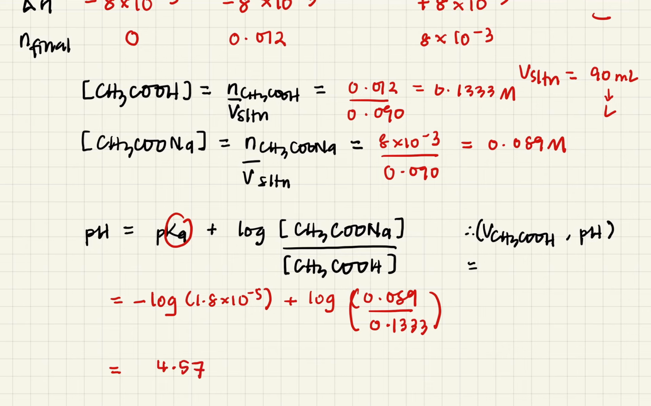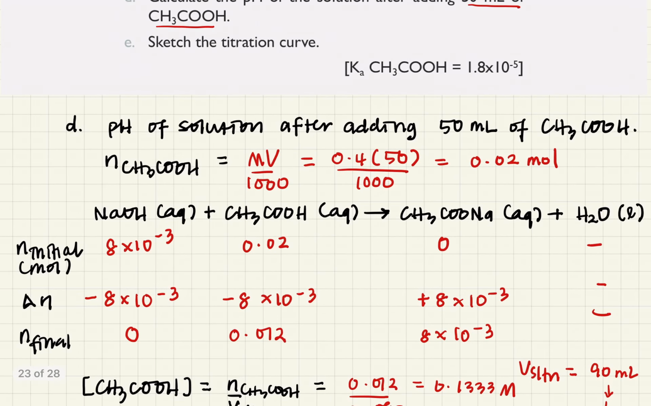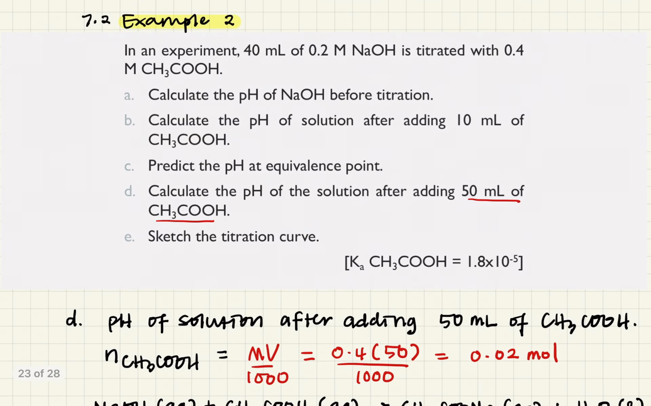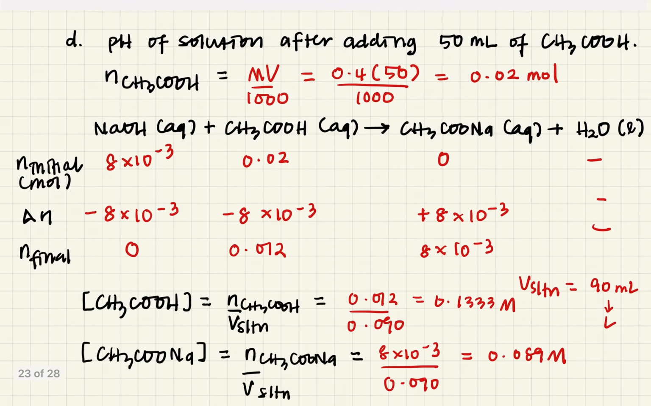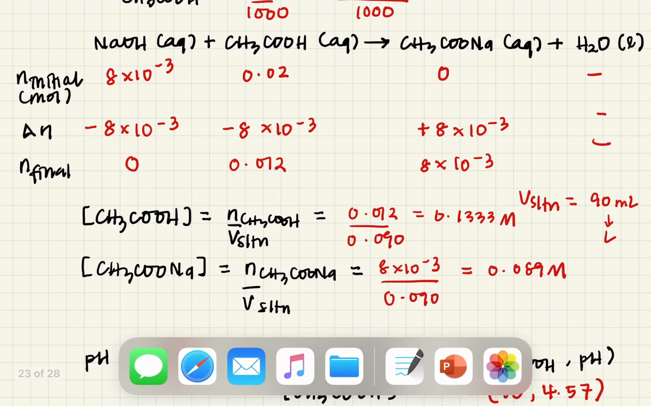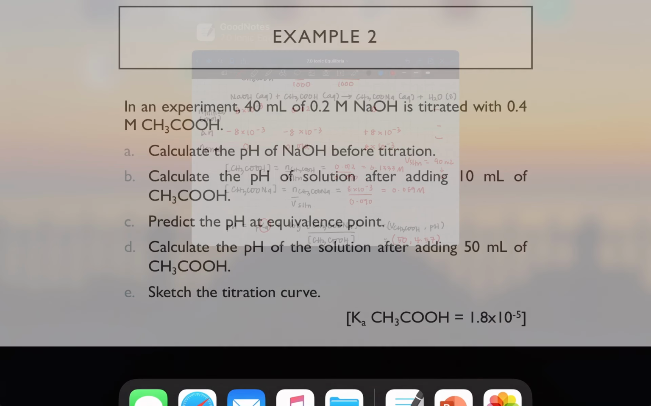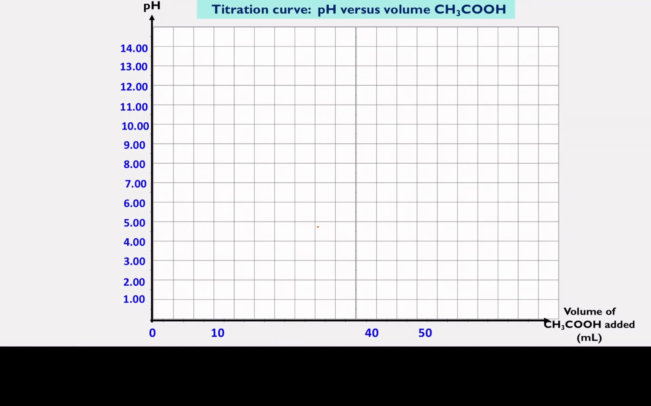4.57. Okay, so your new coordinate will be when 50 mils of acetic acid is added, your pH will be 4.57. Okay, right, boleh. Okay, so now that we have the coordinates, we can sketch the graph. Alright, so kumpul semua coordinates. Okay, saya tulis balik. Initial points, you have 0 and 13.3.